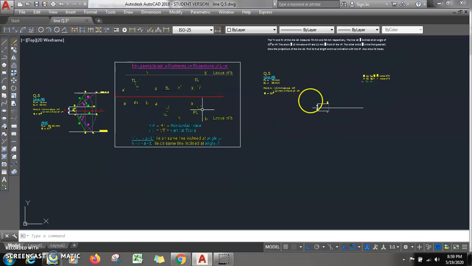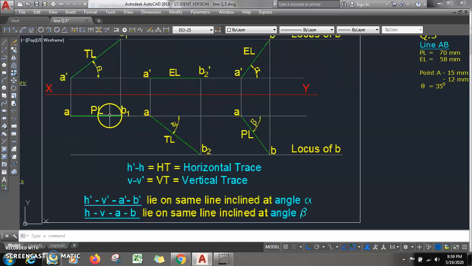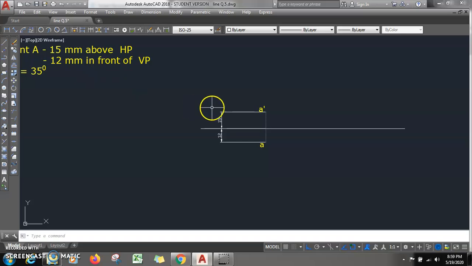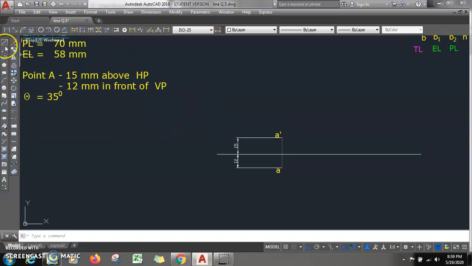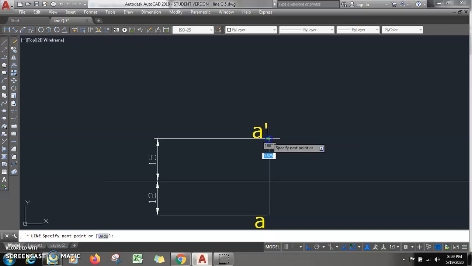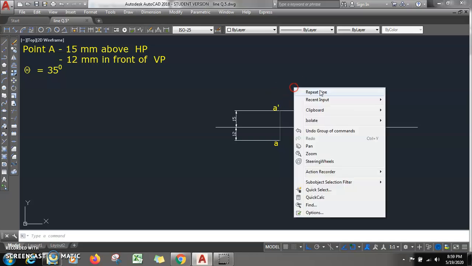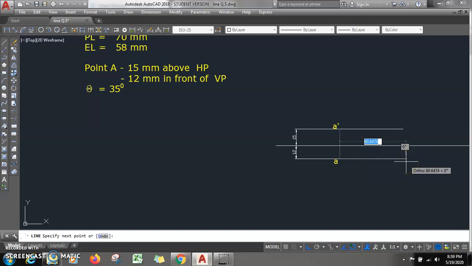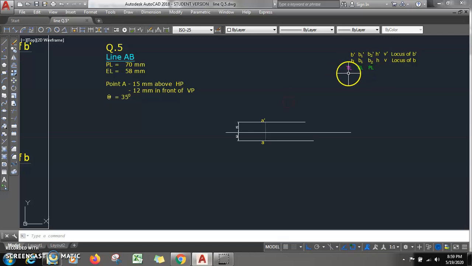EL and PL are given. So where do we mark EL and PL? Plan length is to be marked parallel to XY in the top view, and elevation length is to be marked parallel to XY in the front view. So AB1 will be plan length, A dash B2 dash will be elevation length. So from point A dash, the elevation length is how much? 58. So from point A dash, I will draw one horizontal line of length 58 mm. And I will repeat: from point A, I will draw a horizontal line. Plan length is how much? 70.